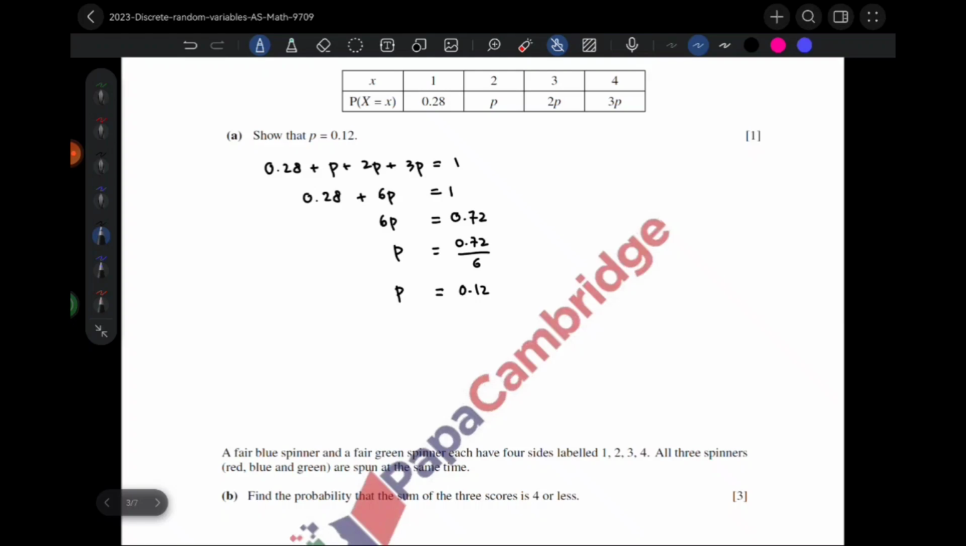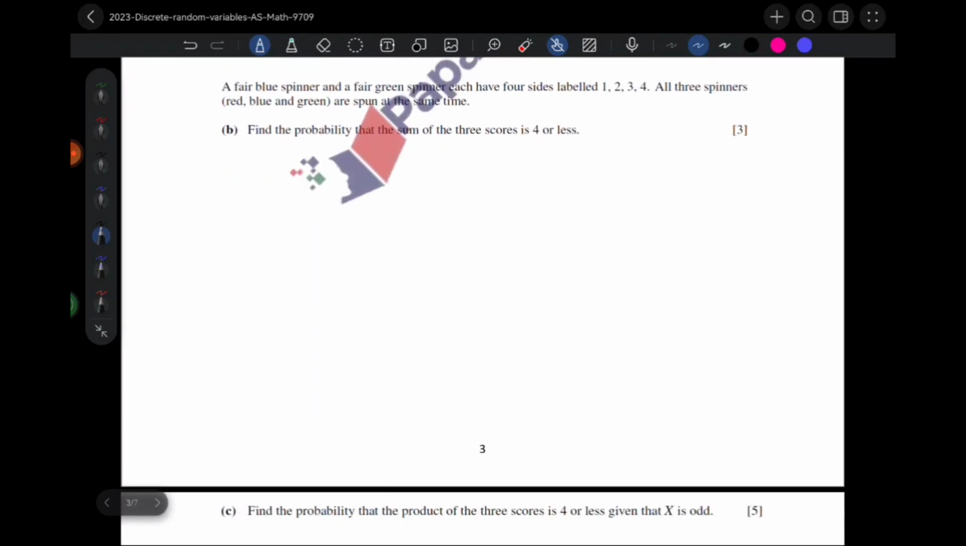Okay, for part B, we have information here. A fair blue spinner and a fair green spinner each have 4 sides labeled 1, 2, 3, 4. All 3 spinners, red, blue, and green, are spun at the same time. Find the probability that the sum of the 3 scores is 4 or less.